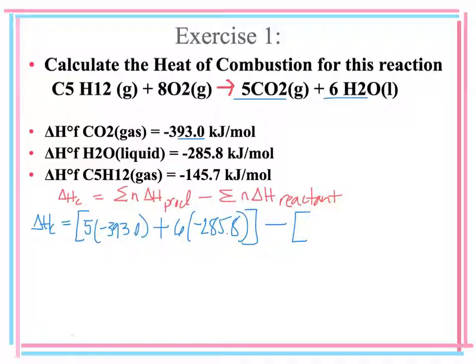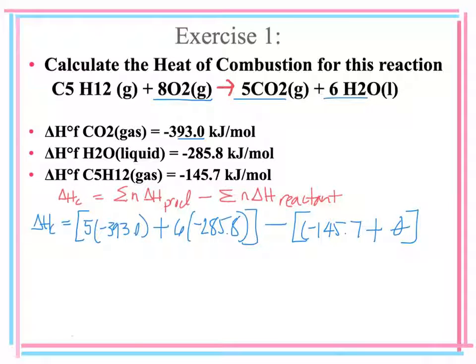All right, and I have 1 mole of the C5H12, and so since I just have 1, I just have to put the negative 145.7 and then plus oxygen. But remember, if oxygen is an element, which it is, and it's in its natural state, which it is as O2, it's actually going to be a value of 0. So we're just going to put that 0 down so we know why we didn't put something in its place.